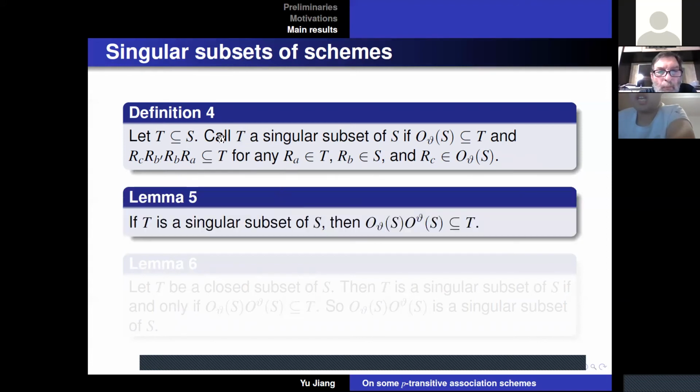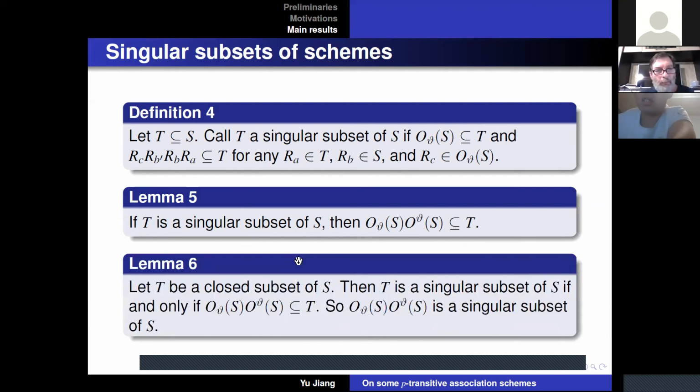For this singular subset of schemes, we'll have the following property. If T is a singular subset of S, then for this closed subset, the complex product of thin radical and thin residual is contained in T. For this property, we want to consider the inverse of it. Usually it may not be true, but we can have the following lemma.